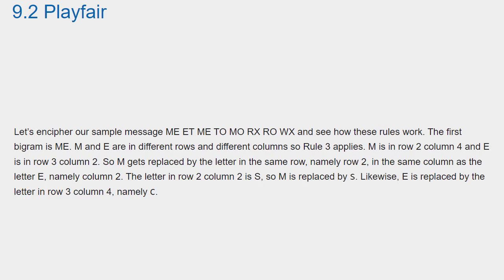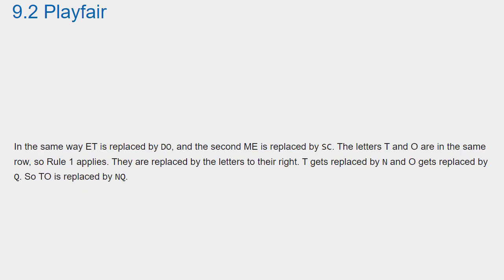The first bigram is ME. M and E are in different rows and different columns, so Rule 3 applies. M is in row 2, column 4, and E is in row 3, column 2. So M gets replaced by the letter in the same row, namely row 2, in the same column as the letter E, namely column 2. The letter in row 2, column 2 is S, so M is replaced by S. Likewise, E is replaced by the letter in row 3, column 4, namely C. In the same way, ET is replaced by DO, and the second ME is replaced by SC.